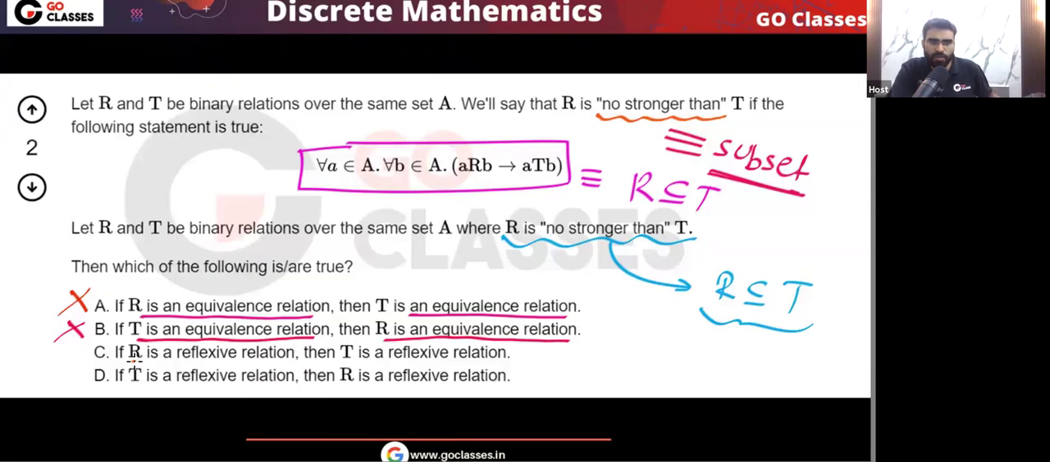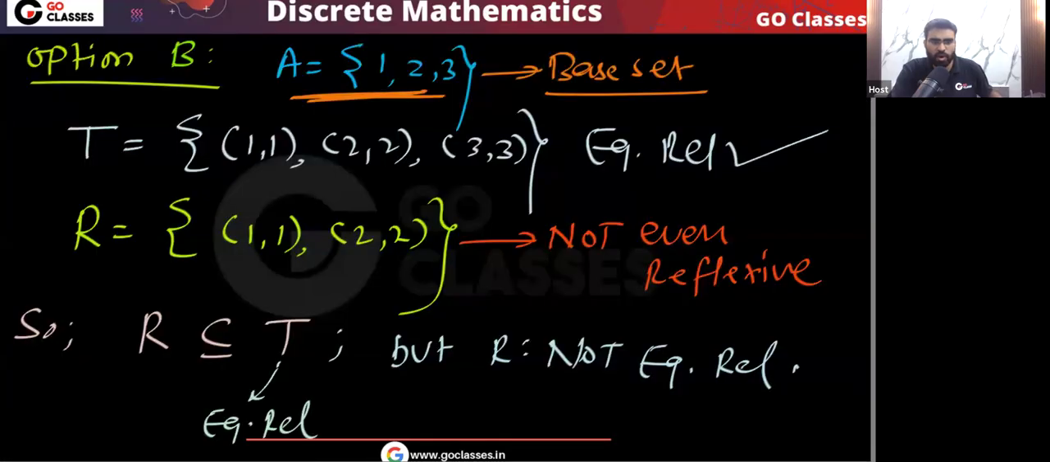Okay, tell me about option C. If R is reflexive, can I guarantee that T will be reflexive? Yes, of course. Because if R is reflexive, then R has all the reflexive pairs, so its superset also will have reflexive pairs. Yes or no? Okay, is this clear? Very simple point.